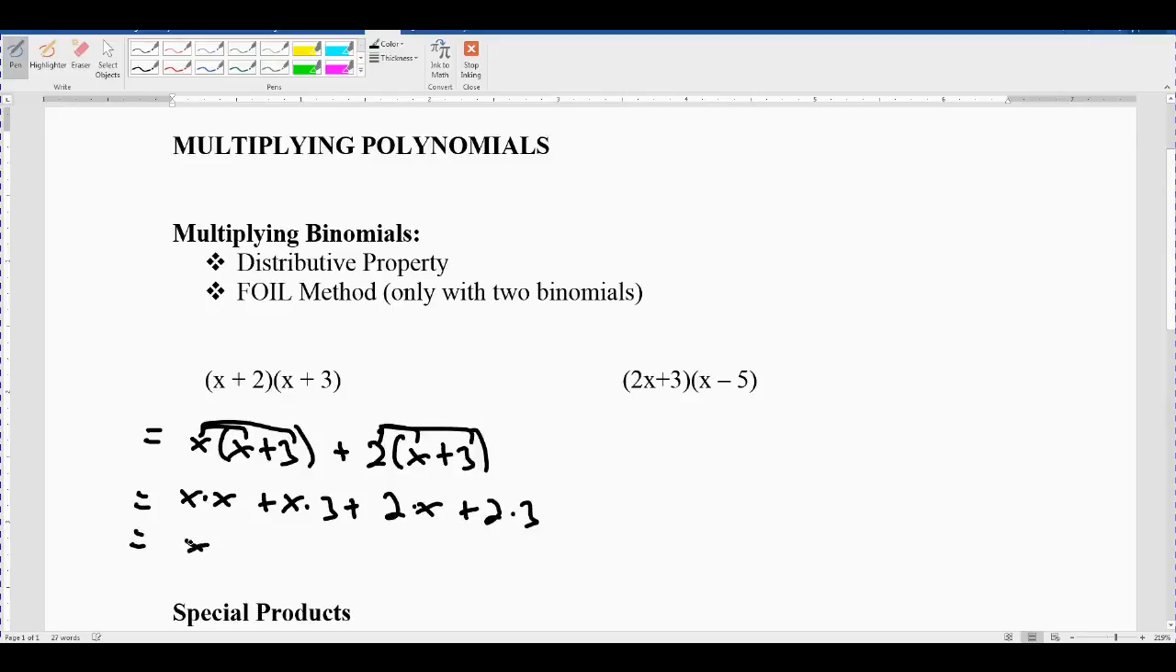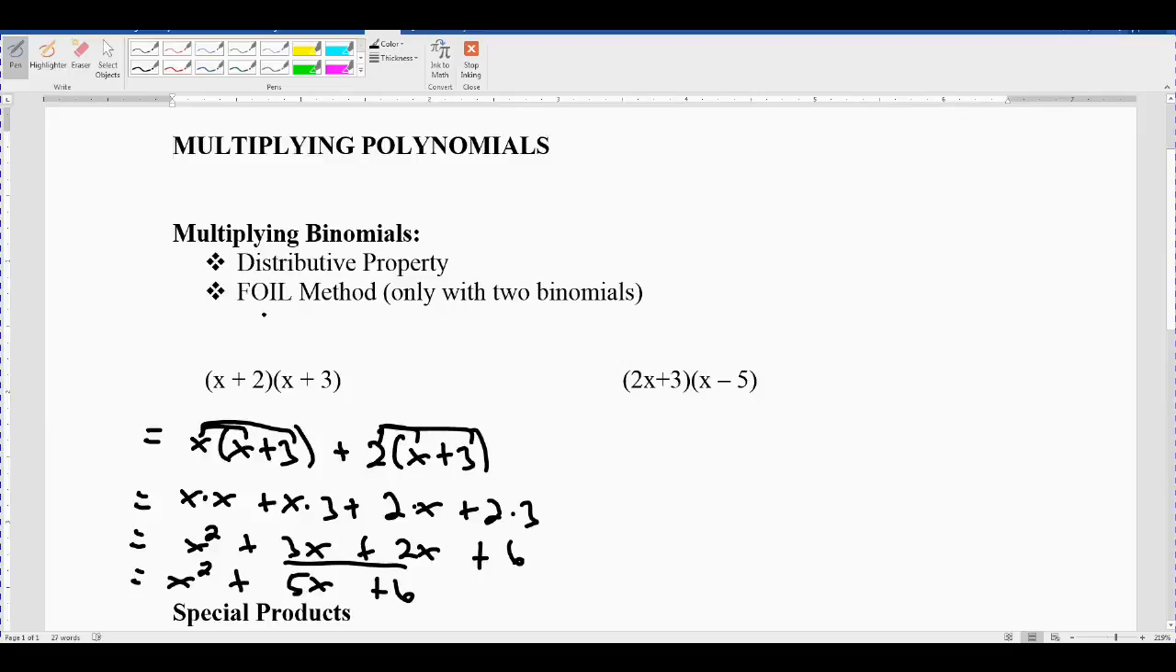Then x times x is x squared. x times 3 is 3x. 2 times x is 2x. And 2 times 3 is 6. Now you have like terms. We combine those together. 3x plus 2x is 5x plus 6.